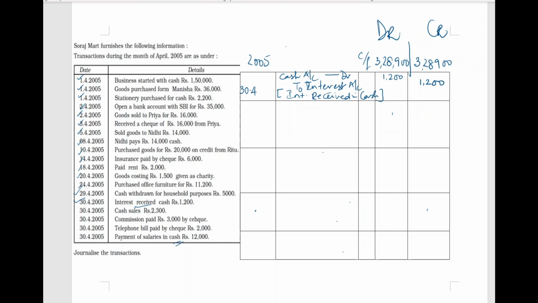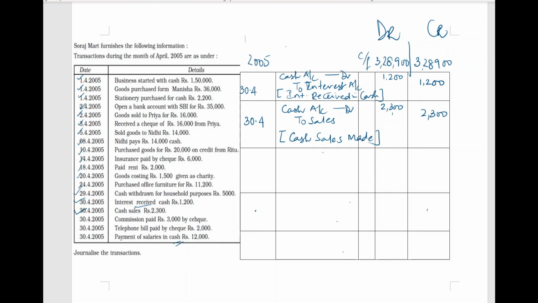Next is cash sales 2,300. Money is coming in, cash sales. So again on the same date it is cash sales, money comes in. So I'll say cash account debit to sales. Okay, it's my usual purchase and sales. So 2,300 and 2,300, right? And here I'll just say cash sales made. That's it. Now this is also done.